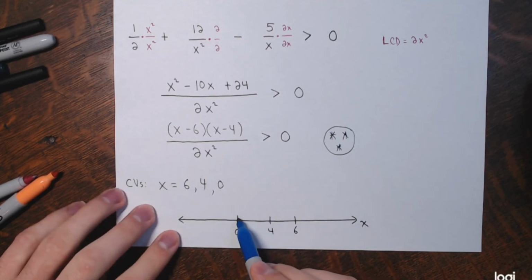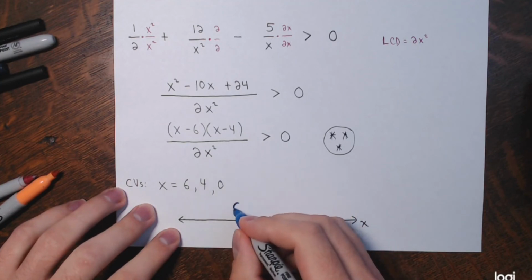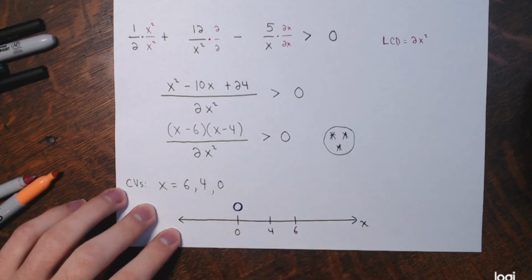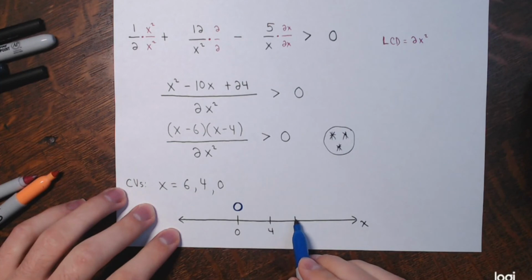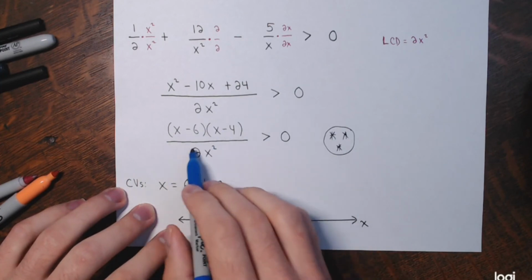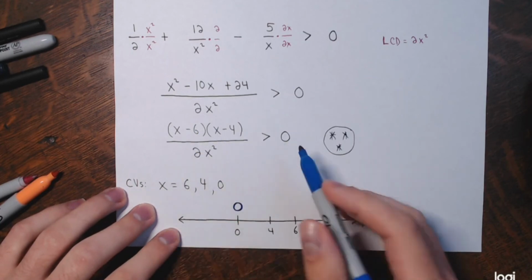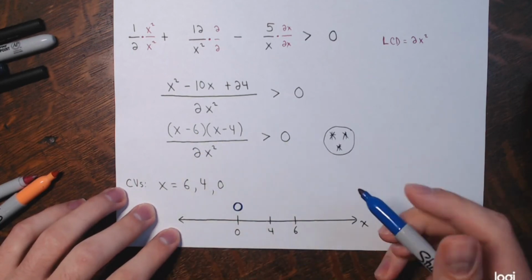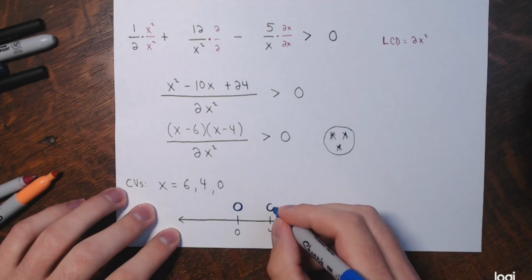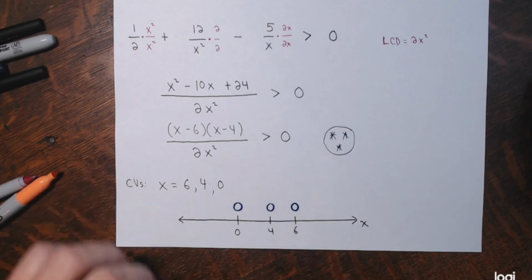Well, plugging in 0 is bad, because that makes the denominator 0, so that's not a solution. Put an open point above that. And 4 and 6, if you plug in 4 or 6, you're getting 0 on the left side is greater than 0. Is 0 greater than 0? No. 0 is equal to 0. So 4 and 6 both make the statement false as well. All right, so open points above all 3 of those.